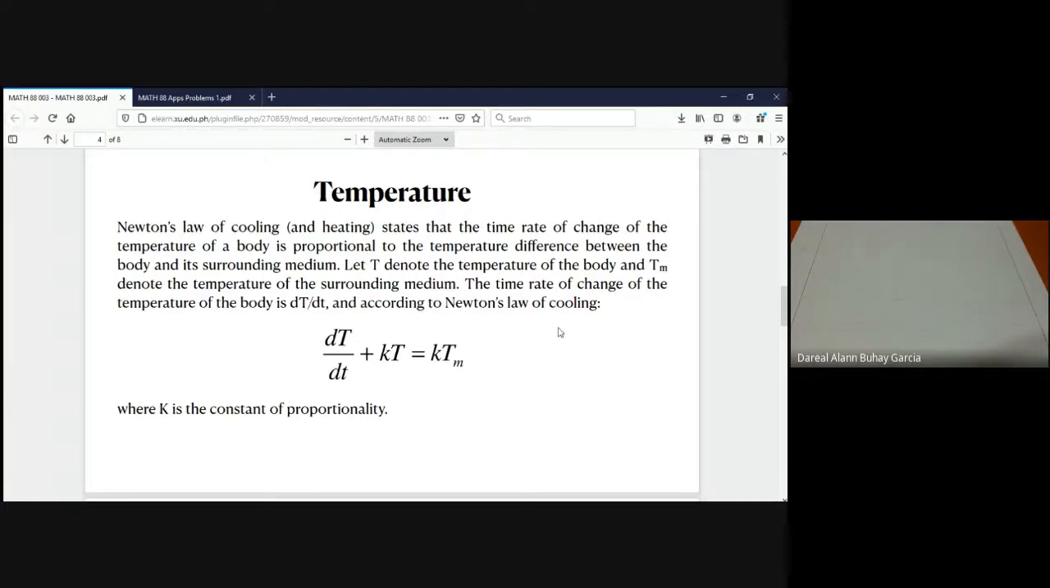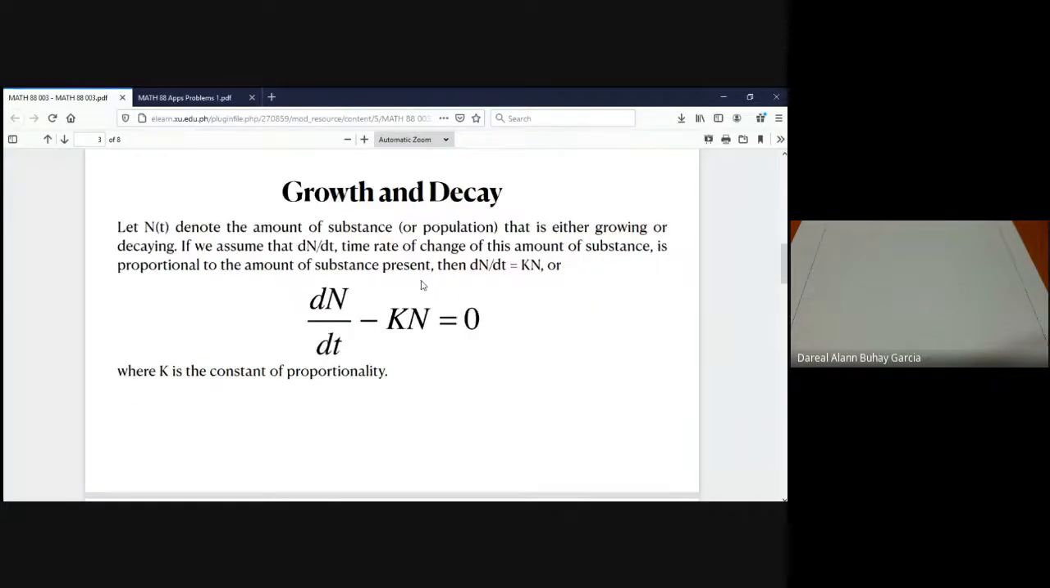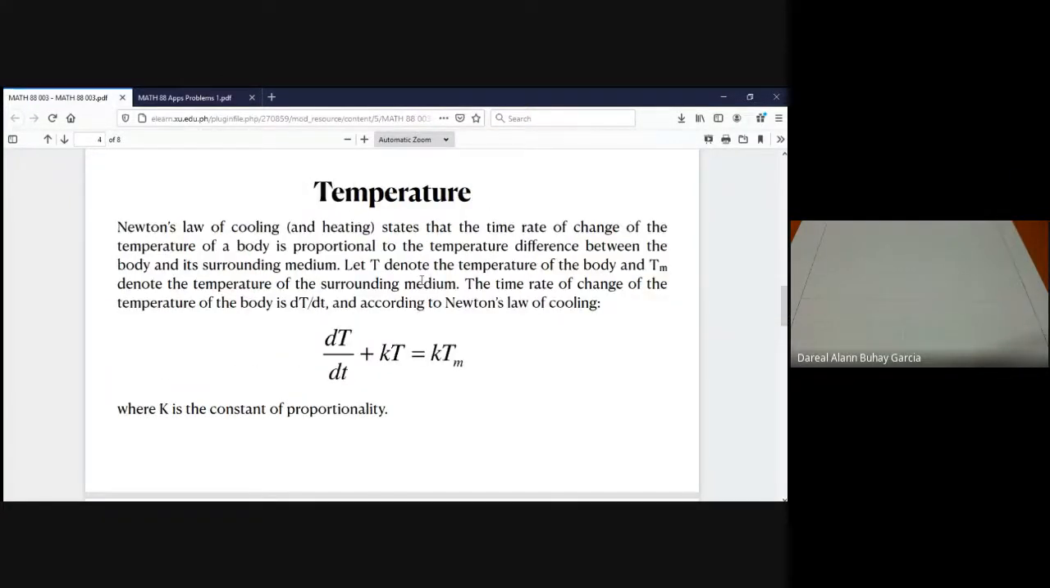Another phenomenon would be one that involves temperature. So Newton's law of cooling or heating states that the time rate of change of the temperature of a body is proportional to the temperature difference between the body and its surrounding medium. So the growth and decay function of temperature is similar.